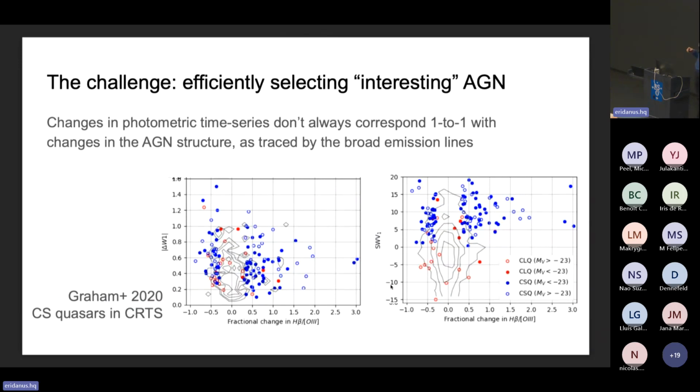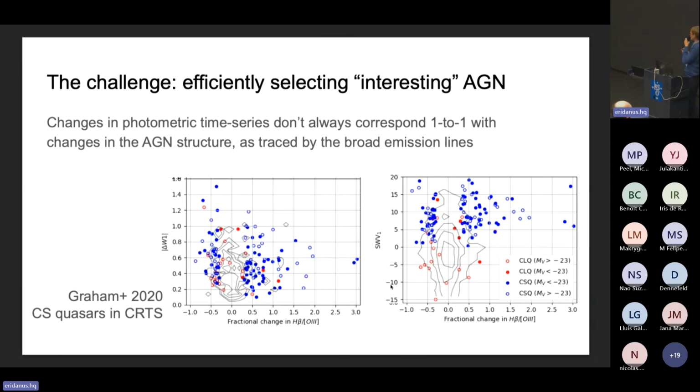And the really difficult thing for AGN, and what all the supernova people are aware of, right, is that AGN vary all the time. And so actually a change in the photometry doesn't necessarily mean a change in the physics, or an interesting change in the physics. So this is a nice example from a paper by Matthew Graham, where on the x-axis is effectively a measure of the spectral change. It's the change in the broad H beta relative to the narrow O3. You don't expect the O3 to change, so it's effectively just a measure of the broad-line change.